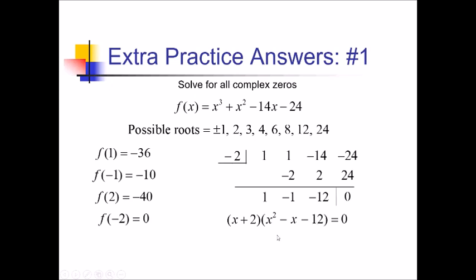We need numbers that multiply to negative 12 and add up to negative 1. That would be positive 3 and negative 4. So we can break this into, we'll bring down the x plus 2, and then we'll have x plus 3 and x minus 4. All of that equals 0. And now just going through and zeroing out each of these, we've got x equals negative 2, negative 3, and positive 4 for our answers.